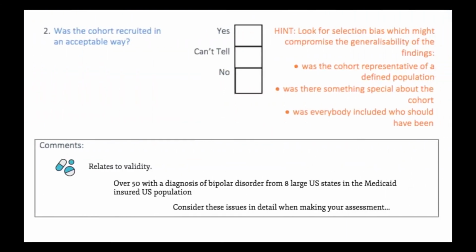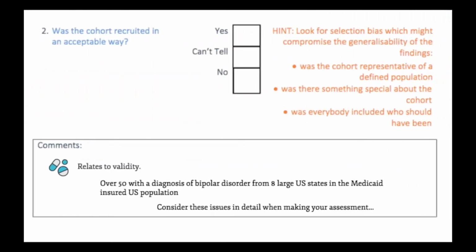This study's participants were people aged over 50 with a diagnosis of bipolar disorder from 8 large US states and Medicaid-insured US population. Medicaid is a social health care program for Americans with disabilities, or lower incomes.